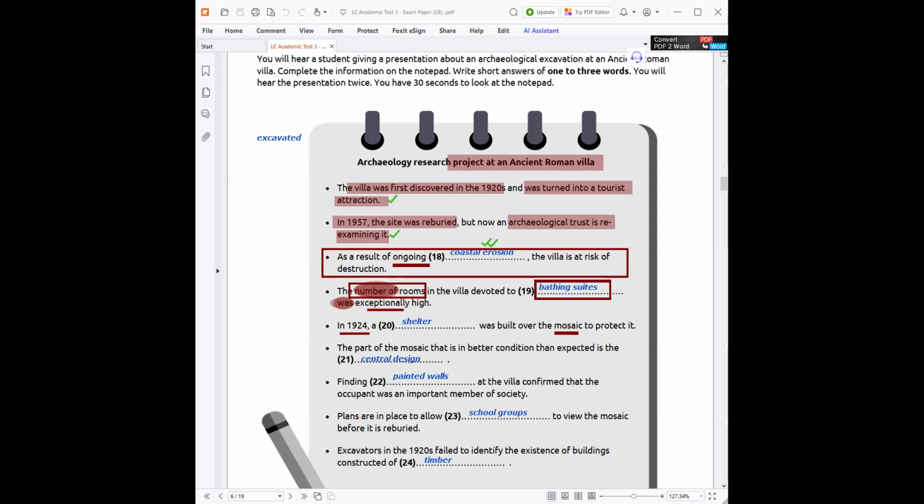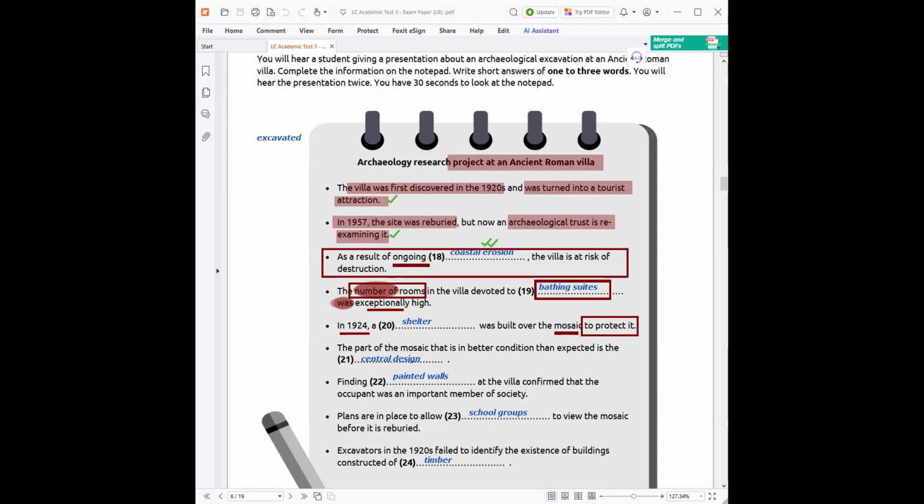So be attentive. Now they're going to give you the answer. Answer is a dash was built over the mosaic to protect it. So what was built to protect this mosaic? That's what we have to answer. Let's listen. Such mosaics readily degrade when left outdoors. So he's saying that if you leave these mosaics as they are, they will degrade. They will be destroyed. They will lose their shine over time. They will lose their beauty over time. Right? Exposed to the elements.